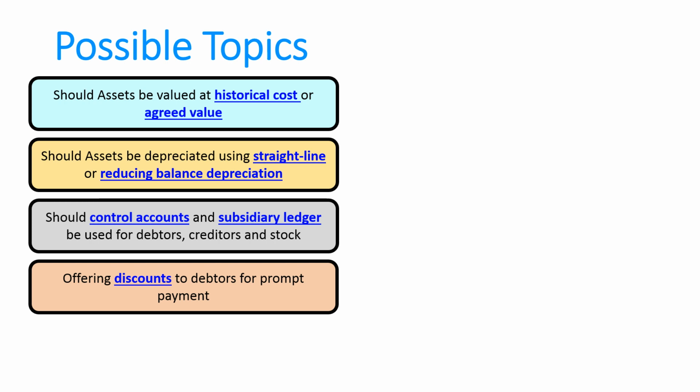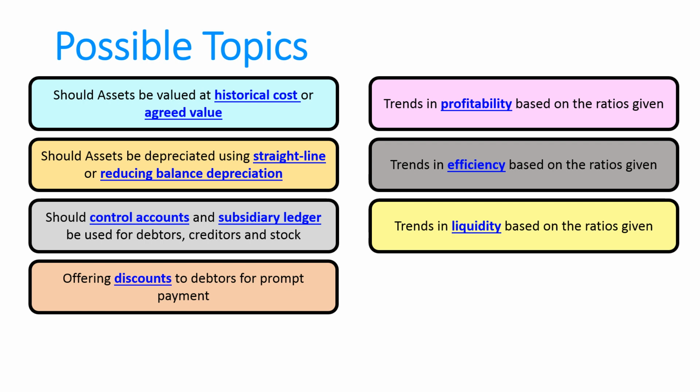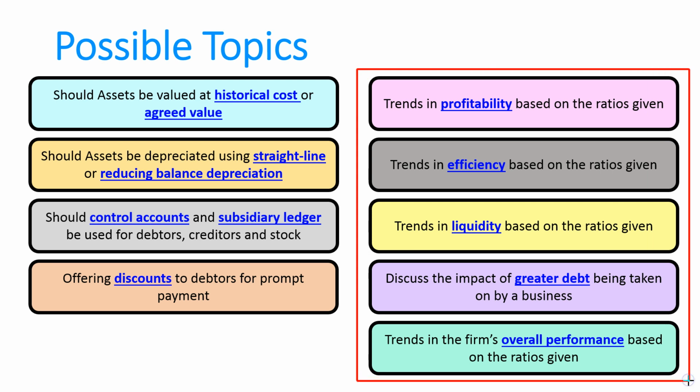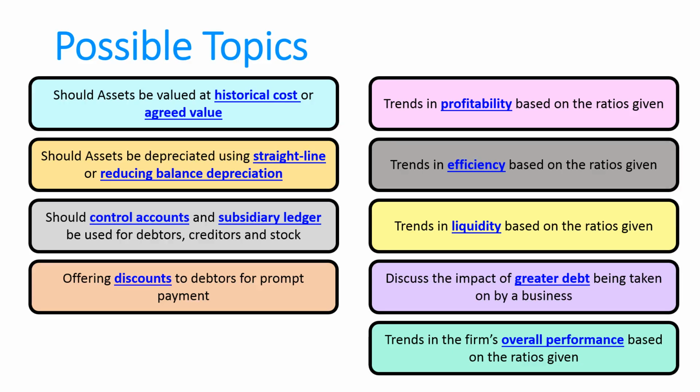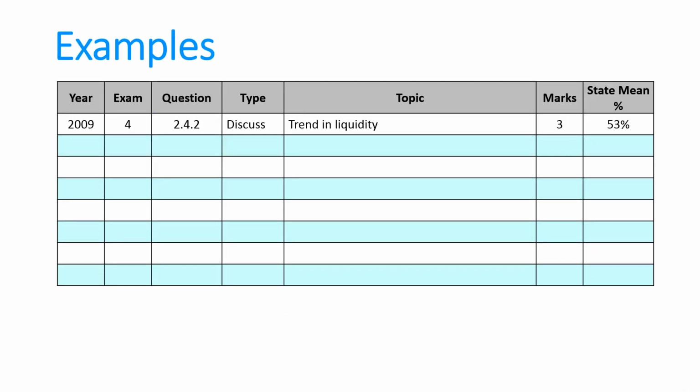And then we've got the final topic of the year, analysis and interpretation. We have a lot of discuss questions to do with that. Can you discuss trends in profitability based on a series of ratios that you've been given? So some point to good performance, some point to bad. Same with efficiency and liquidity and overall performance. You might get given a set list of ratios or financial indicators, and you're asked to talk about the signs that are showing the business performing well and signs that the business is performing poorly.